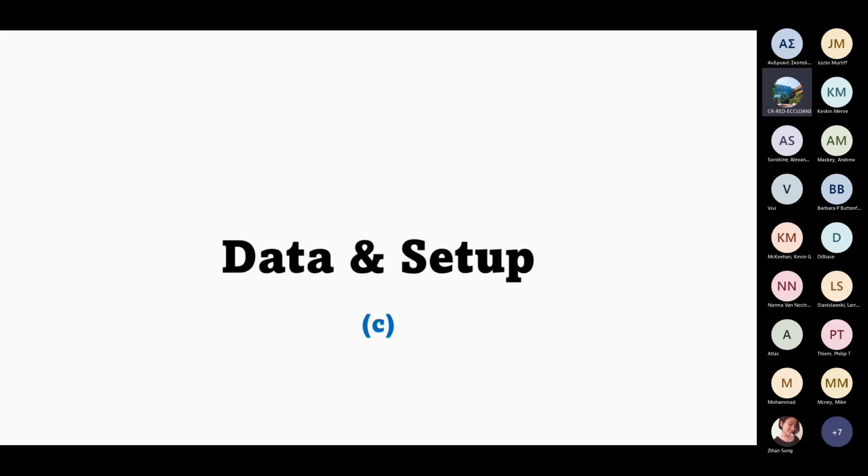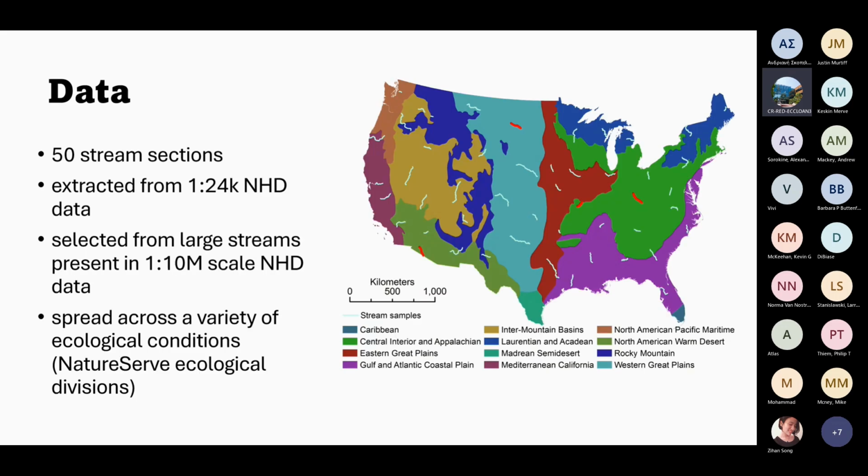Okay, so now we're going to move on quickly through a preliminary experiment to see if we can use this measure of sinuosity across scales to classify streams and then to perform adaptive cartographic generalization. We're using 50 stream sections extracted from the 1:24,000 National Hydrography Dataset. I use the word streams, but these are major rivers. They are all selected from streams that are present on 1:10 million scale NHD data, and they're spread across a variety of ecological conditions. So we've got a good representation here.